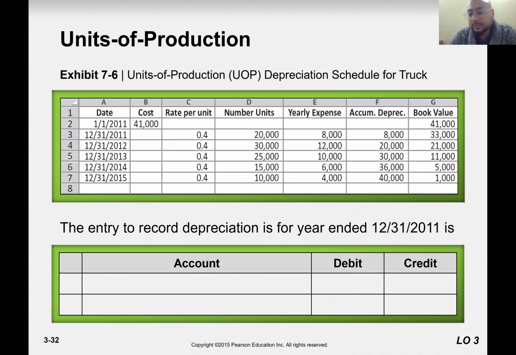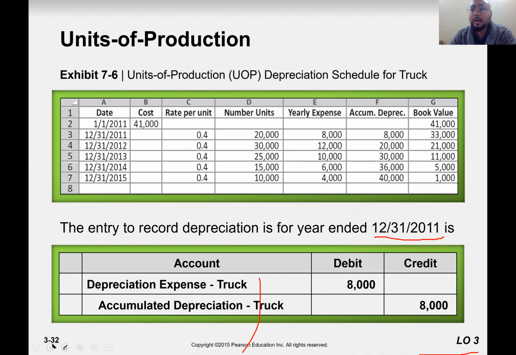So what is the entry? The entry to record depreciation for the year ended 12/31/2011. The answer would be depreciation expense to accumulated depreciation. The entry is the same, only the values differ. In straight line, the entry is the same, depreciation expense to accumulated depreciation, but the value changes.